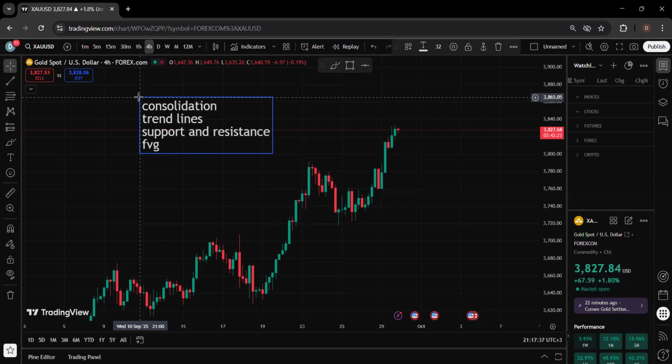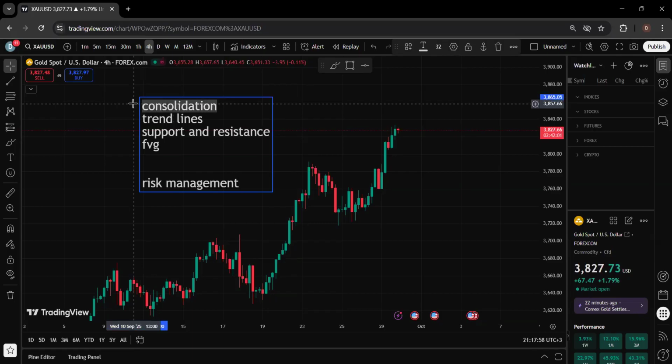This entire week, we'll do all those sessions. Then by the end of Friday, we'll be doing risk management: how to protect your capital, to avoid losing more money in the Forex market. So today we are talking about how to identify a consolidating market, and how to trade that consolidating market.